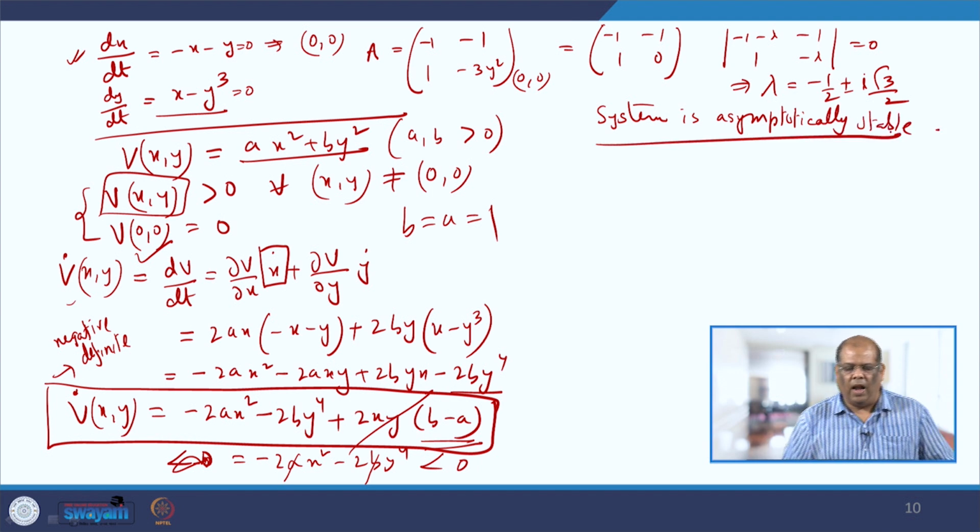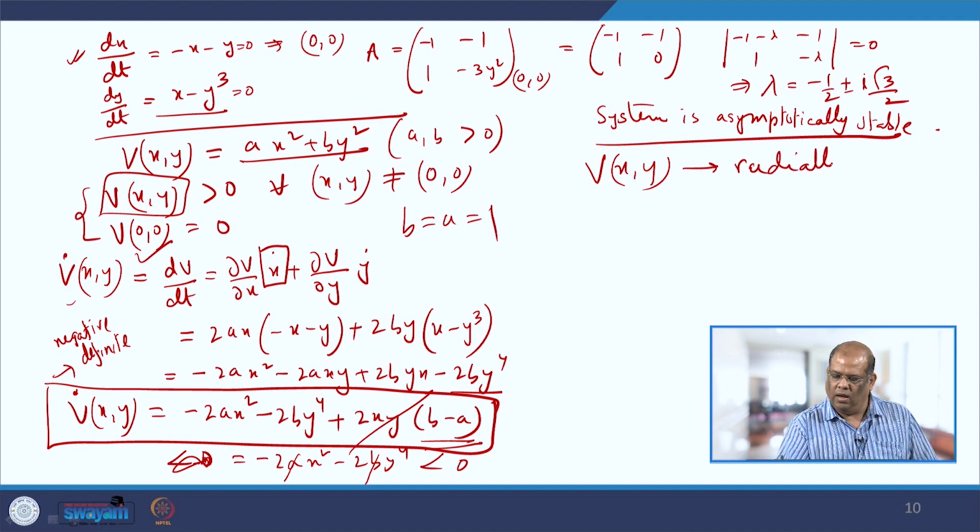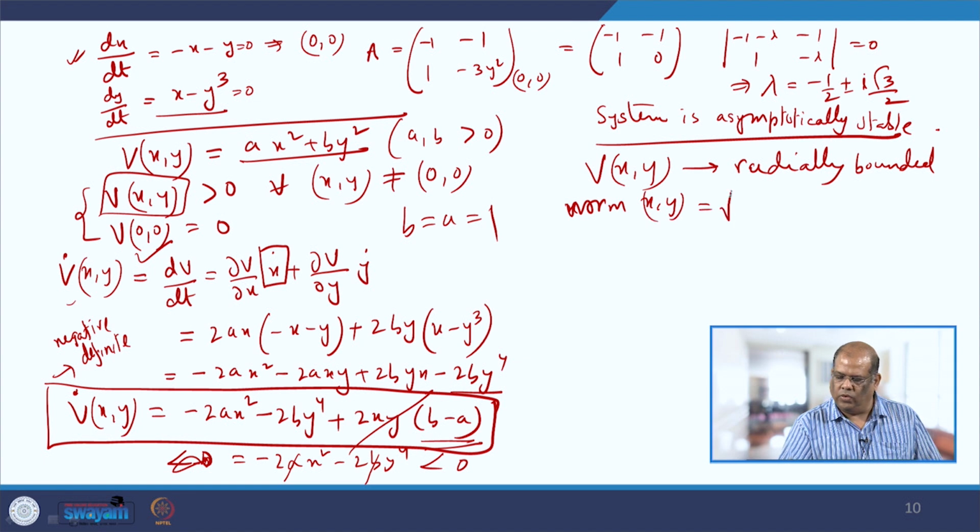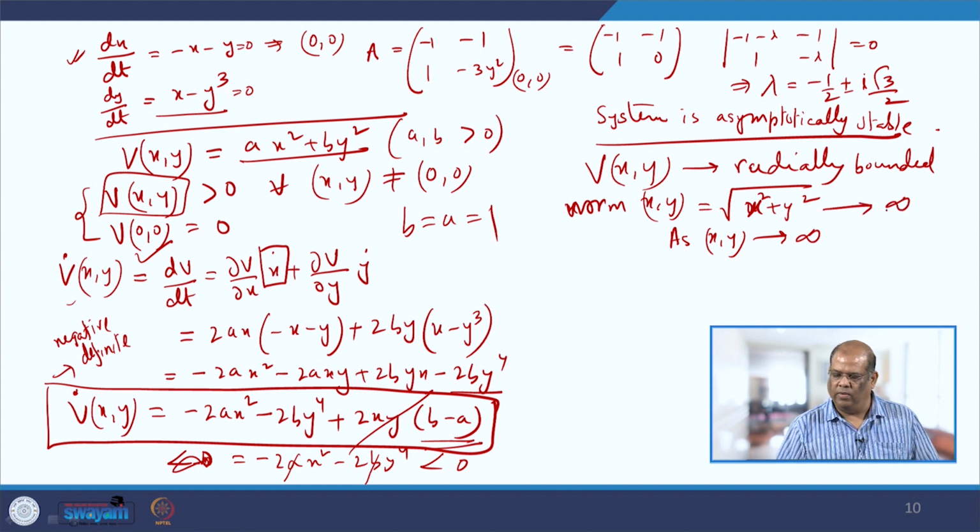So, this is locally stable about the origin, or rather asymptotically stable about the origin. Now, let us see whether your V(x,y) is radially unbounded or not. So, you have to find the norm of x and y, which is square root of x square plus y square, and as x comma y tends to infinity, this also tends to infinity.